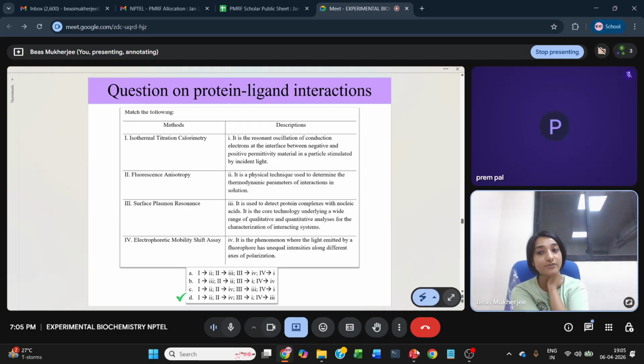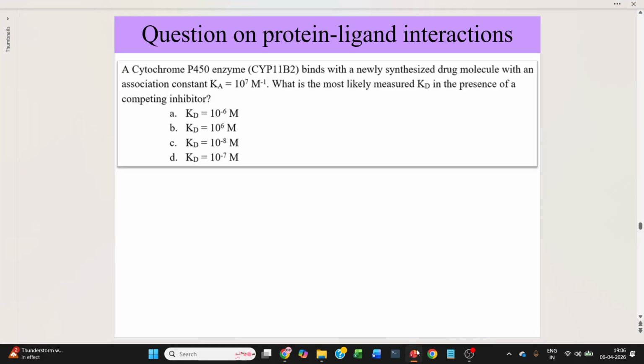Good. Now surface plasmon resonance. So surface plasmon resonance is the resonant oscillation of conducting electrons at the interface between negative and positive permittivity material in a particle stimulated by incident light. So definitely surface plasmon resonance. And the last one is EMSA. So EMSA is protein DNA complex detection, right? So this one was doable.